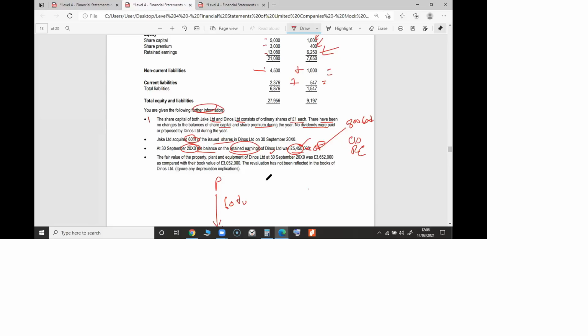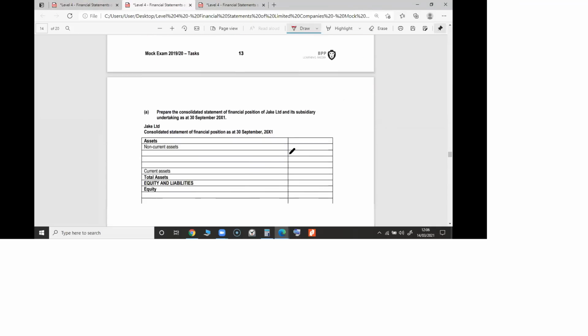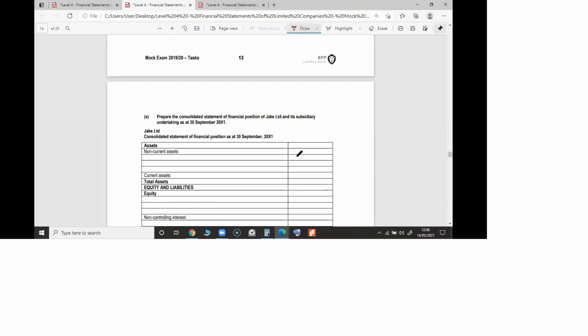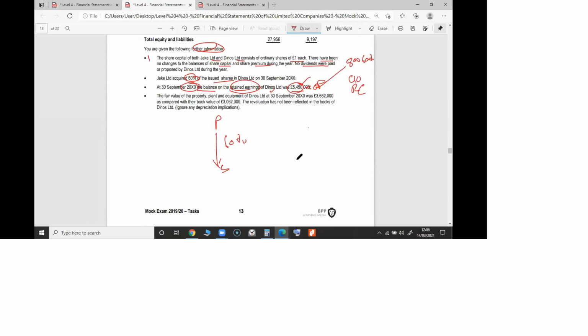We might need to take it into the retained earnings. So we can do the retained earnings workings. They might have given us that. Retained earnings, yes, great. Let's finish the question first, then I'll do it. One more point I can see over there.